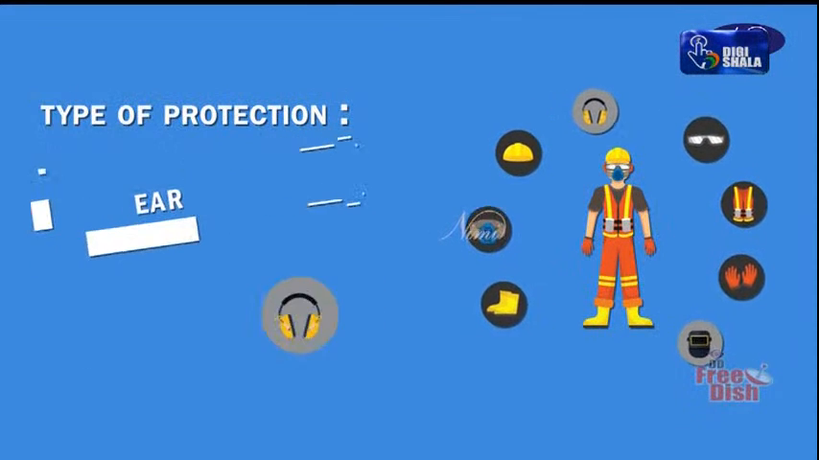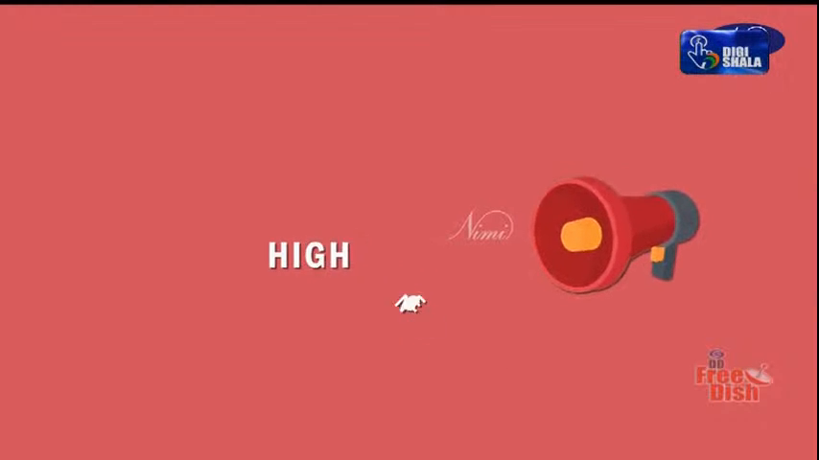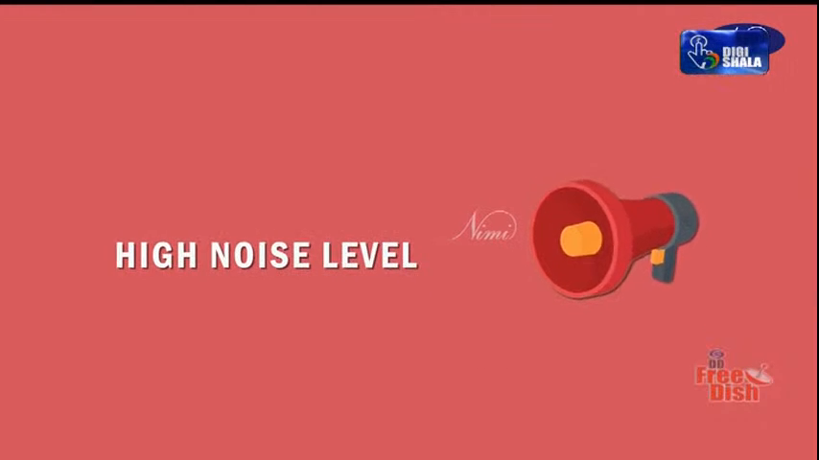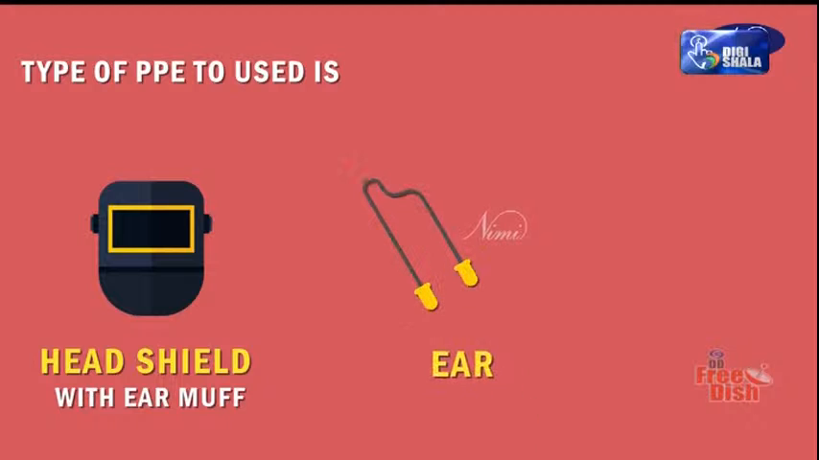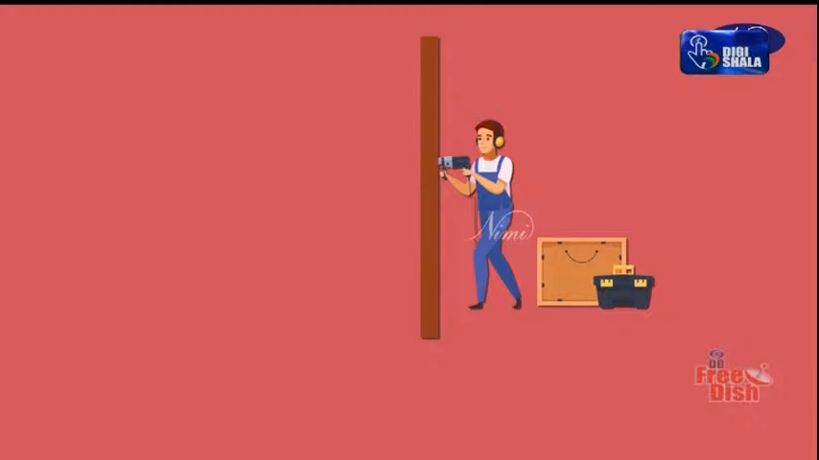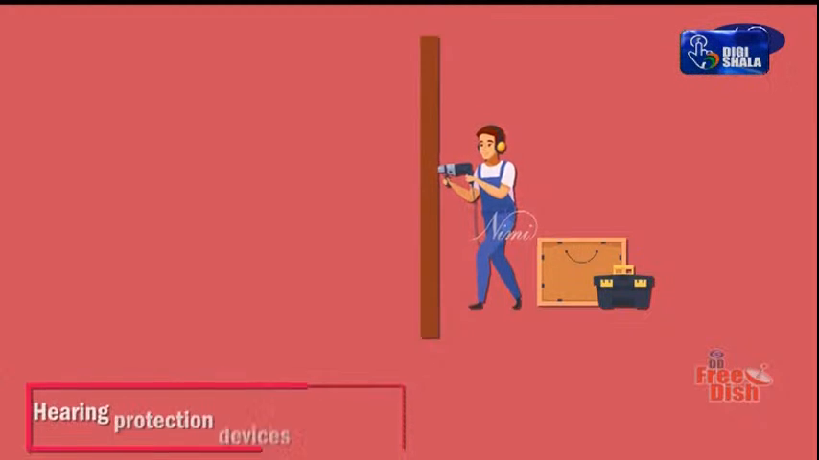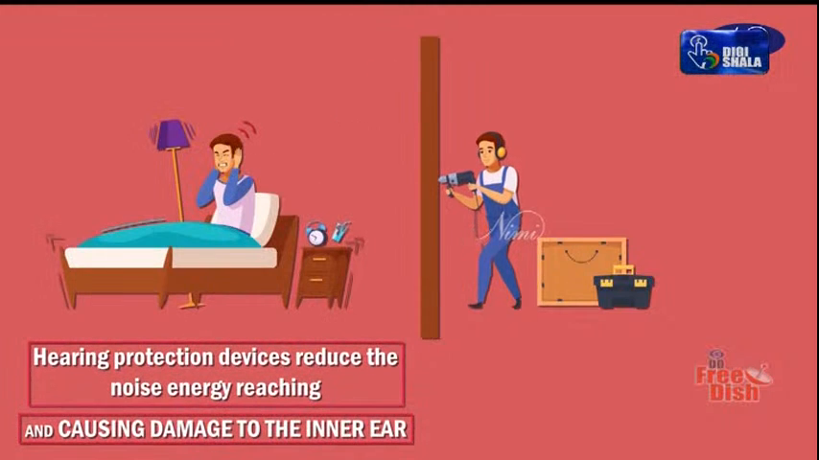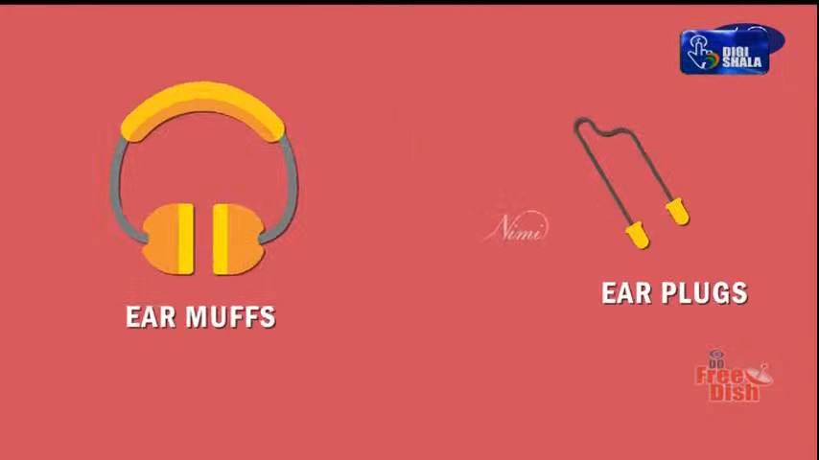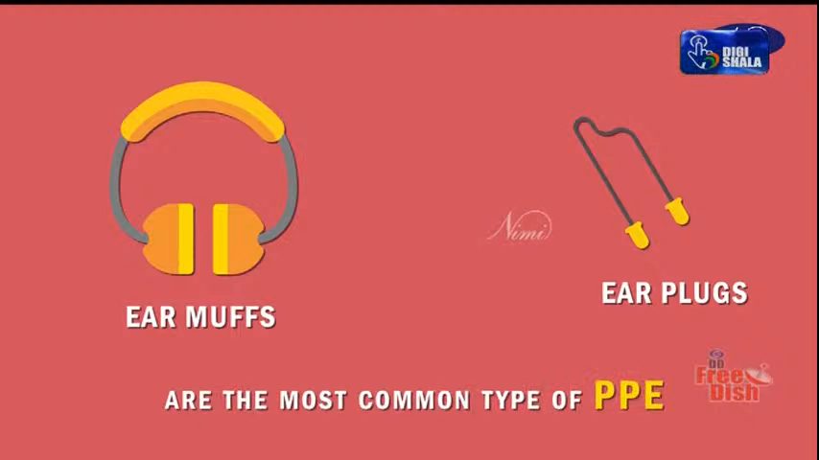Next protection is ear protection. The hazard is mainly due to high noise level. The type of PPE to be used are head shield with ear muff, ear plug or ear muff. Hearing protection devices reduce the noise energy reaching and causing damage to the inner ear. Ear muffs and ear plugs are the most common types of PPE for ear protection.